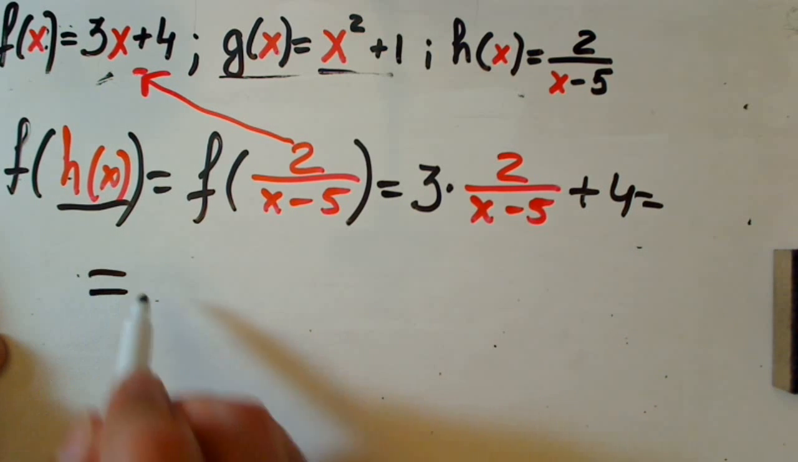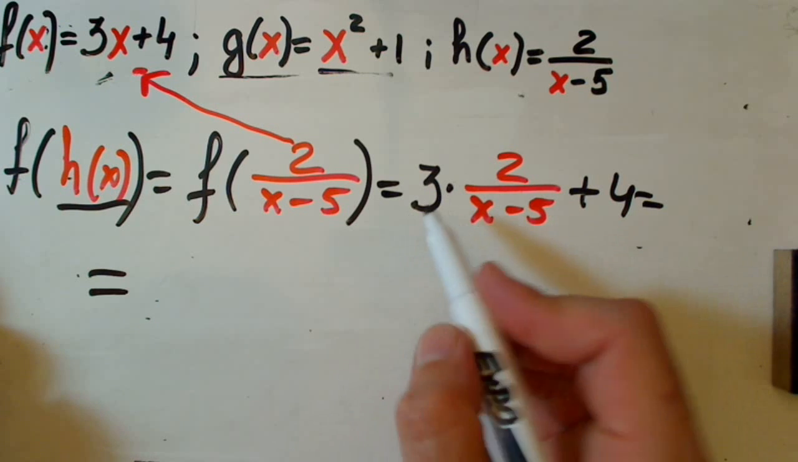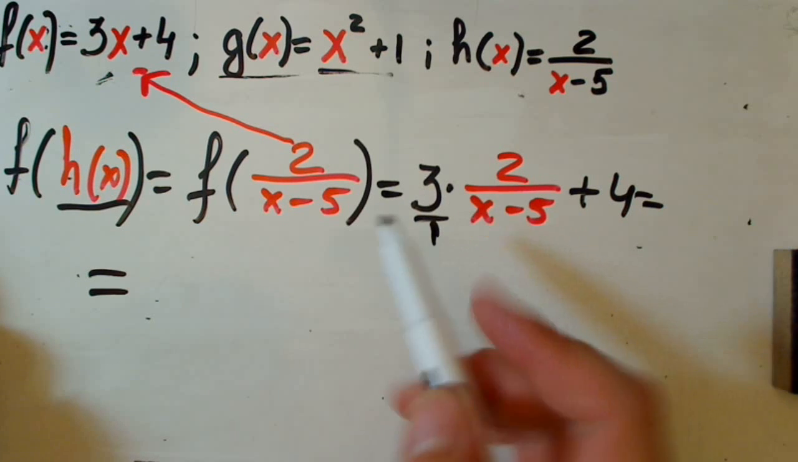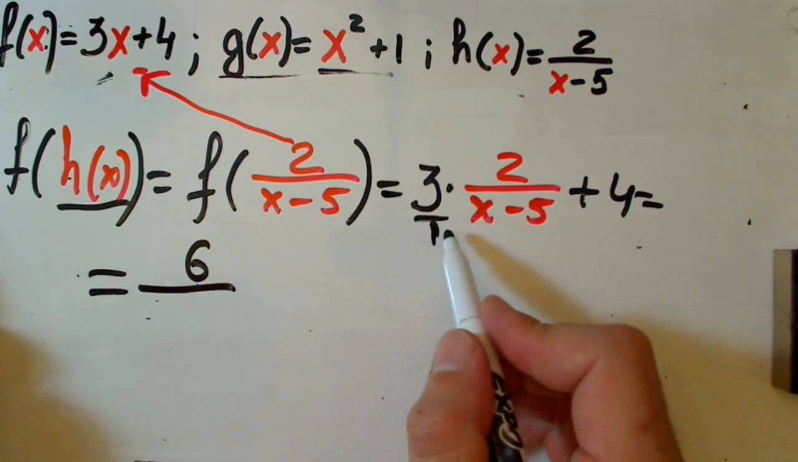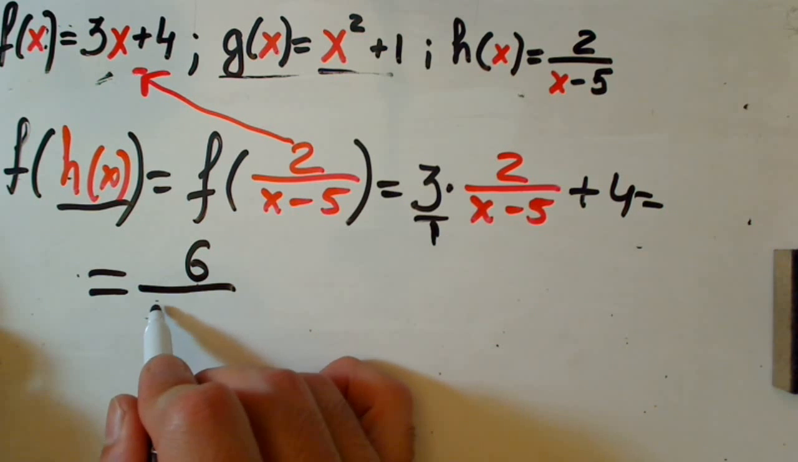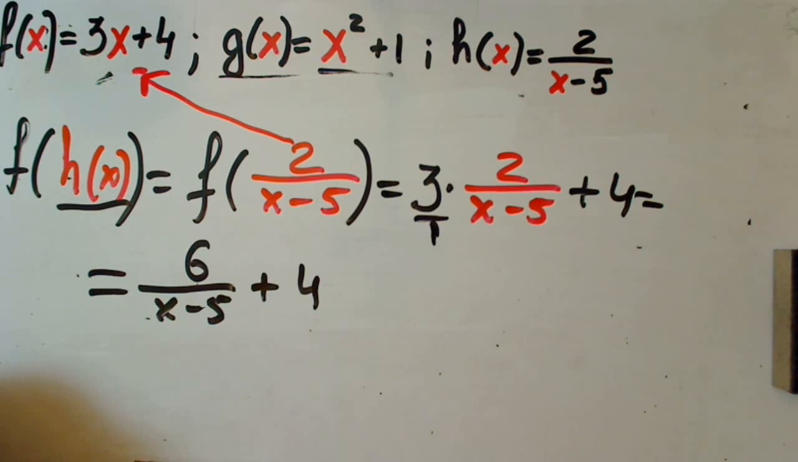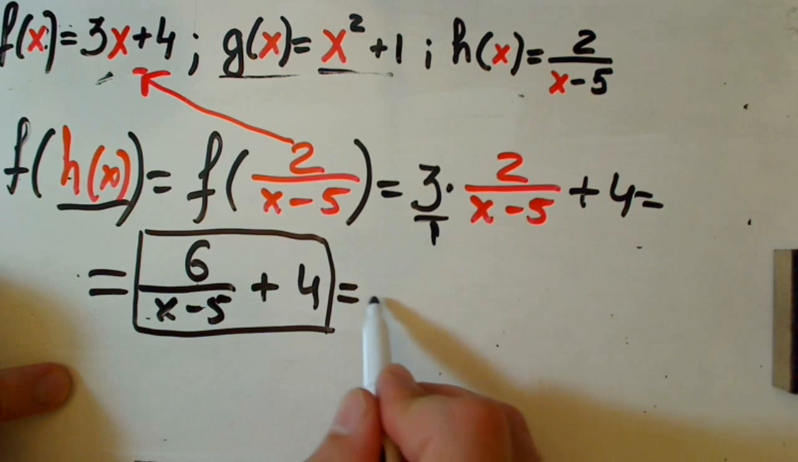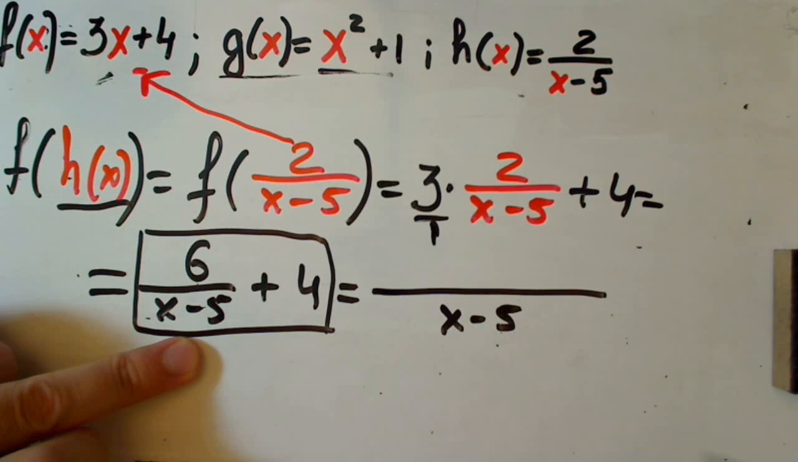What is this equal to? It's equal to, multiply it by 3. 3, because you can write it like 3 over 1. It's just numerator and denominator. Numerator 3 times 2 is just 6. Denominator is the same, because it's just 1 multiplied by this. It will be just the same, x minus 5, plus 4. We can leave it in this form, or actually we can find a common denominator, which will be x minus 5, and make it like one fraction.